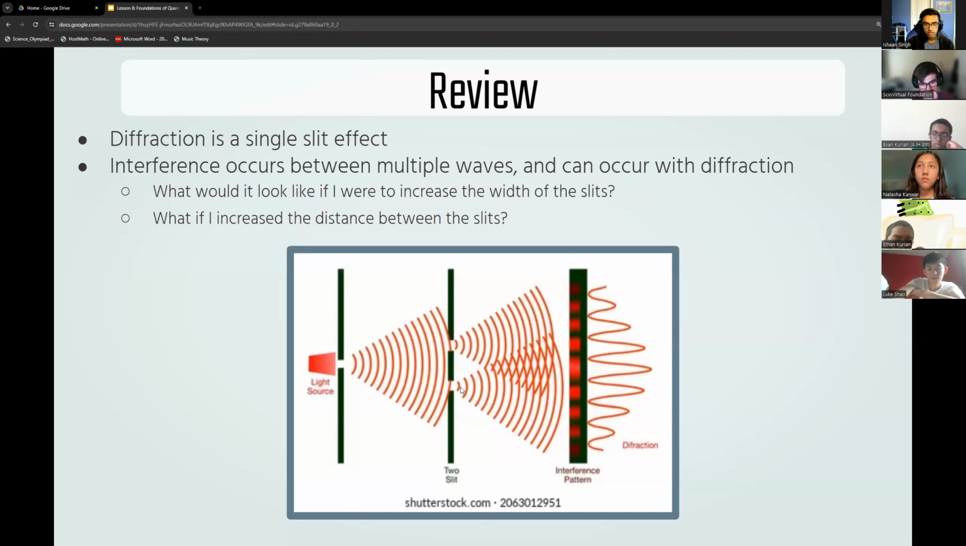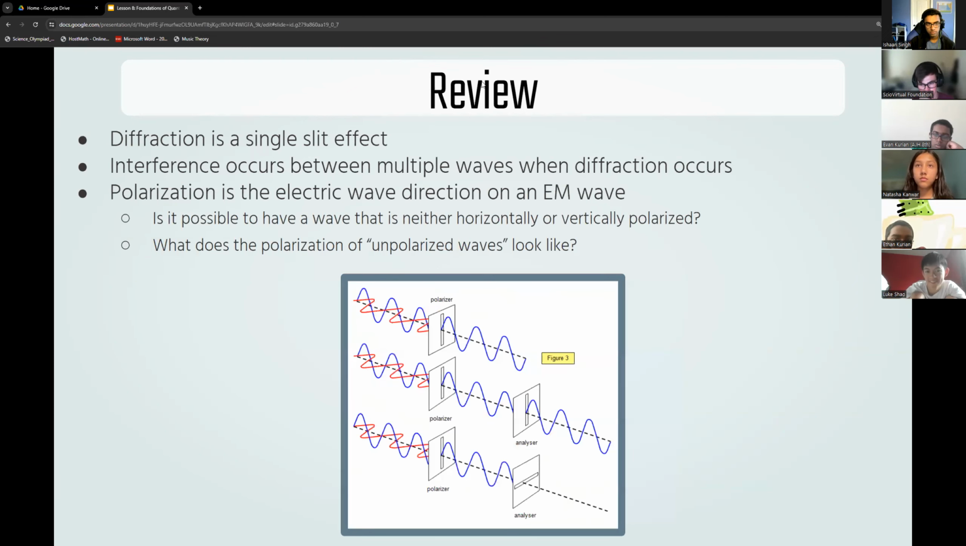Yeah, because the diffraction happens because the light is avoiding an obstacle, so it happens more around the edges. Next slide.